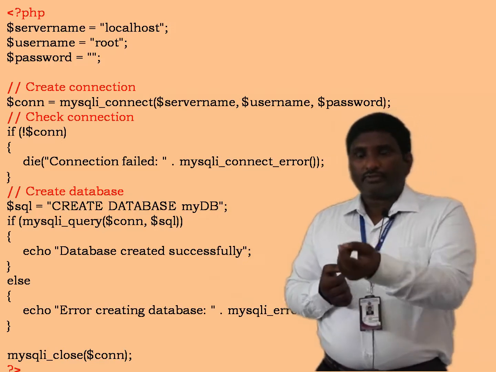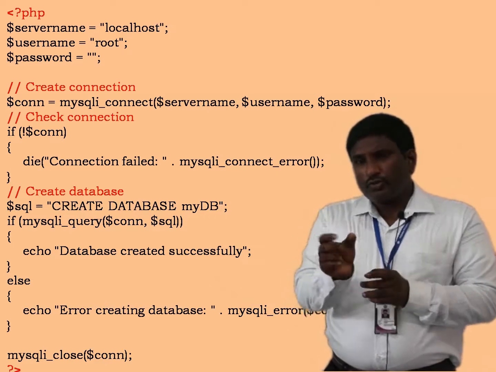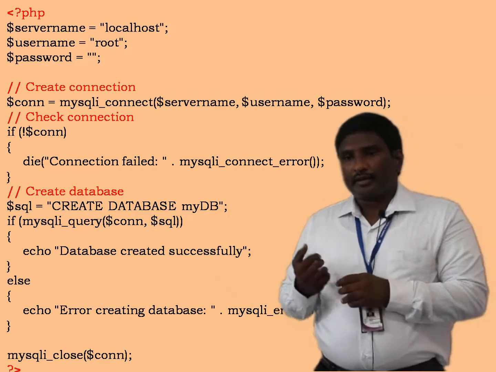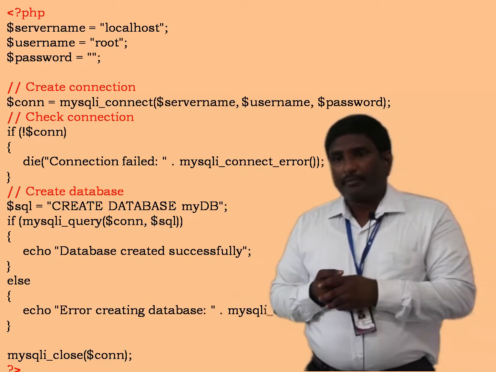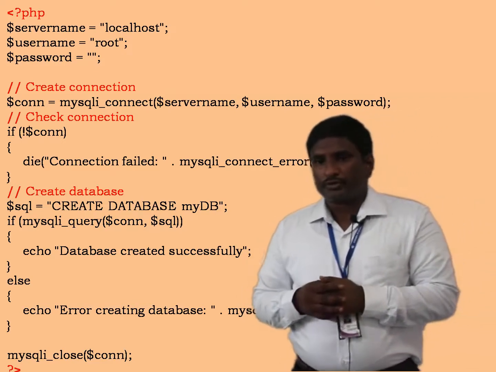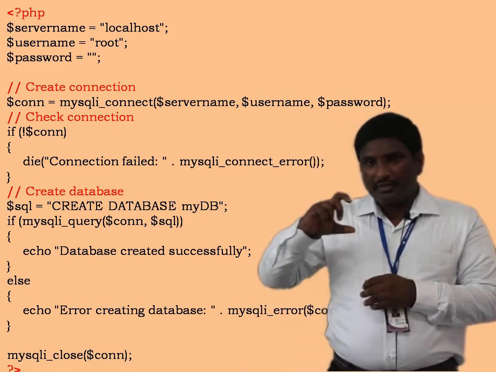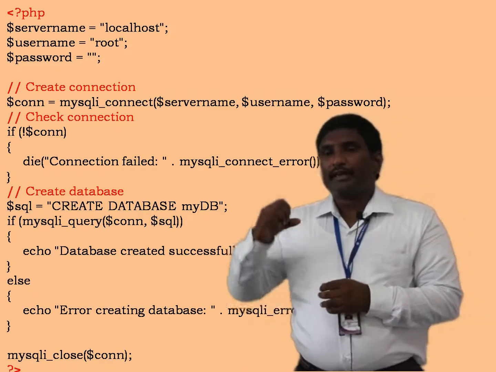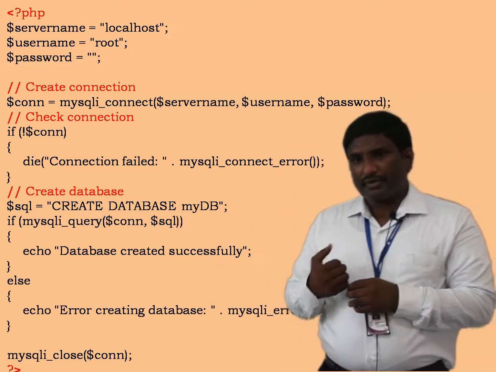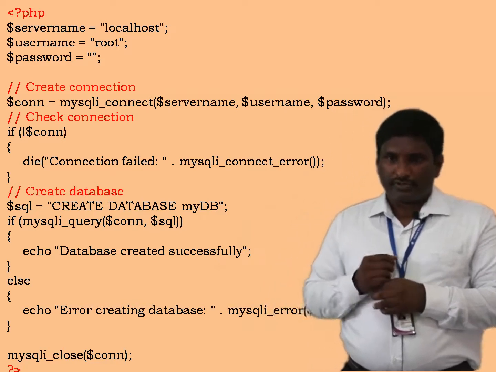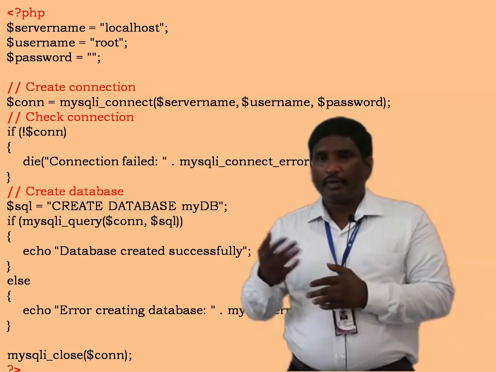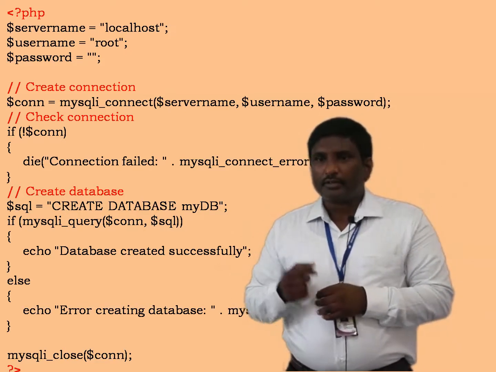That's what I have written in the if condition. If true, what is the output? Database created successfully, or else error creating database. What is the error? We display mysqli_error by passing the corresponding object. After completion of the database operation, which is simply creating a database here, we need to close the connection by passing the connection reference to the mysqli_close function. So the corresponding connection will be closed. In this way, we create a database in MySQL. Here my database name is MyDB.